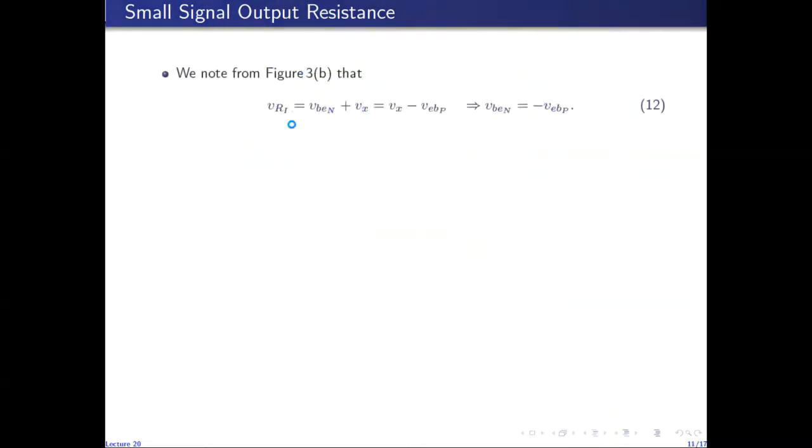So VRI, which is the voltage across Ri, is equal to VBEN plus Vx, or is given by Vx minus VEBP. So from these two expressions, I can see that VBEN is equal to minus VEBP. So these are small signal quantities.